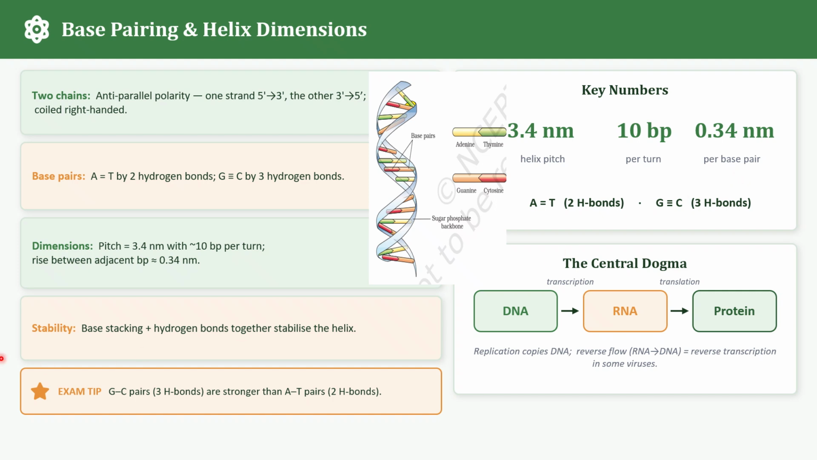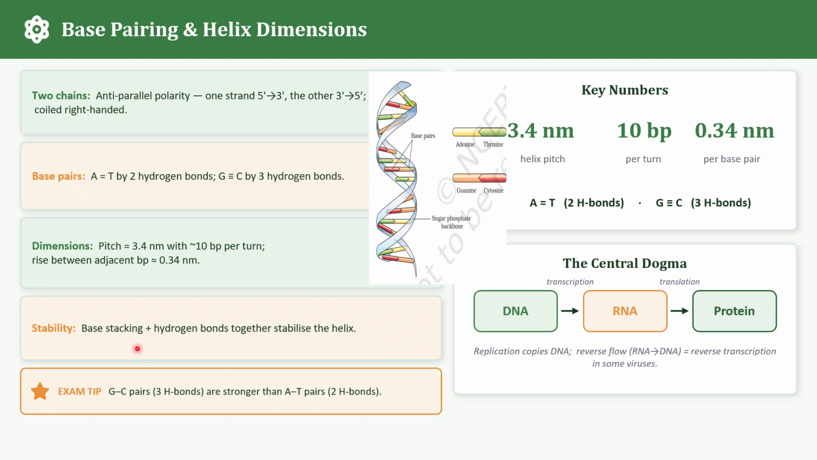Why is this DNA stable? See, DNA remains stable because of two important reasons. First one is the hydrogen bonding. Just remember, we know that AT has two hydrogen bonds, and GC has three hydrogen bonds. So this GC is stronger than AT.